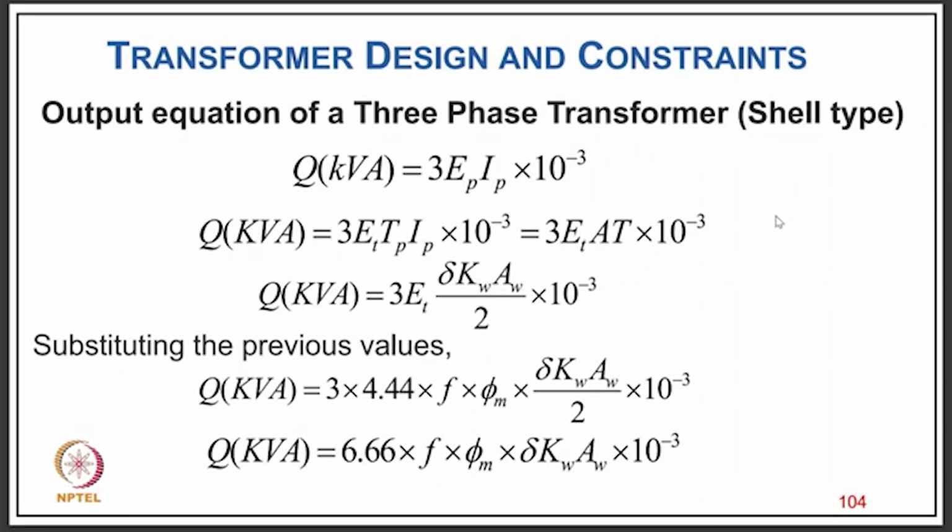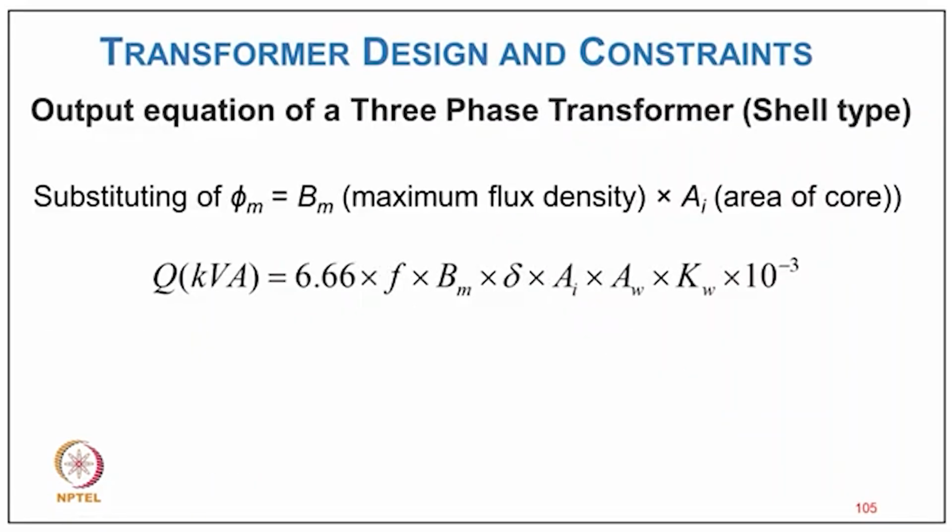Putting in the output equation, Q equal to 3 Et Ip into 10 to the power minus 3. So Q becomes 3 Et Tp Ip into 10 to the power minus 3, which becomes 3 Et sigma Kw Aw by 2 into 10 to the power minus 3. Putting the value of Et, Q equal to 3 into 4.44 f phi m sigma Kw Aw by 2 into 10 power minus 3. So Q equal to 6.66 f phi m sigma Kw Aw into 10 power minus 3, and finally putting phi m equal to Bm into Ai, Q becomes 6.66 f Bm sigma Kw Ai Aw.